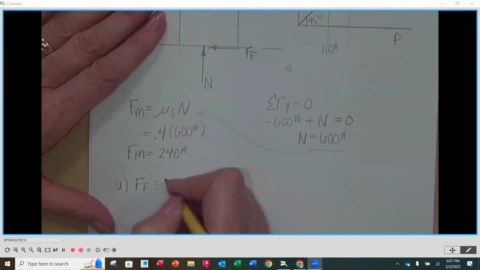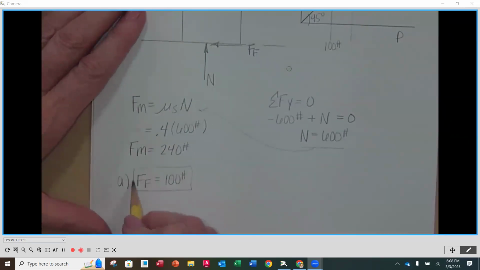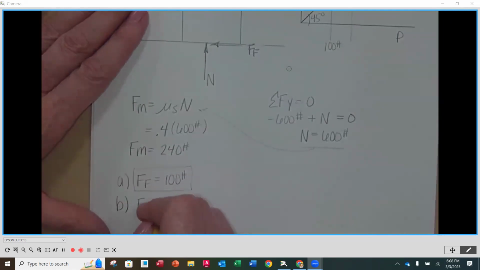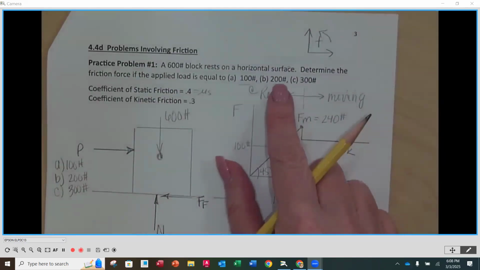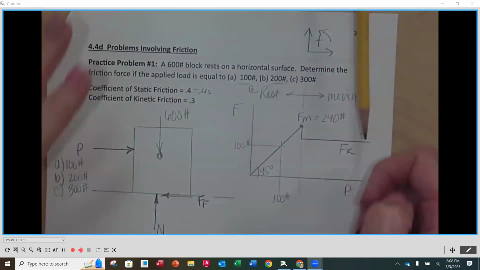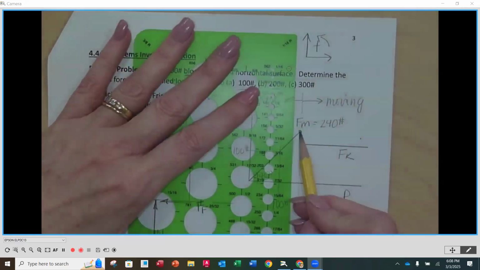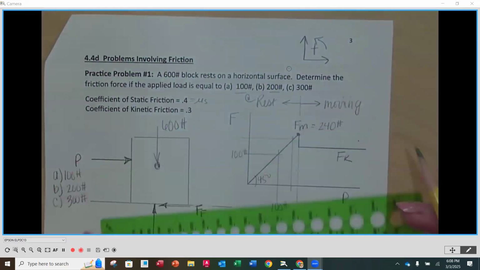Yeah. So this is going to be 100 pounds. Okay, so that's the answer. All right. Part B. My friction force is going to be equal to... if we go up here, part B says, when I am applying 200 pounds, 200 pounds is still to the left of 240, right? So that means I'm still on my 45-degree angle.